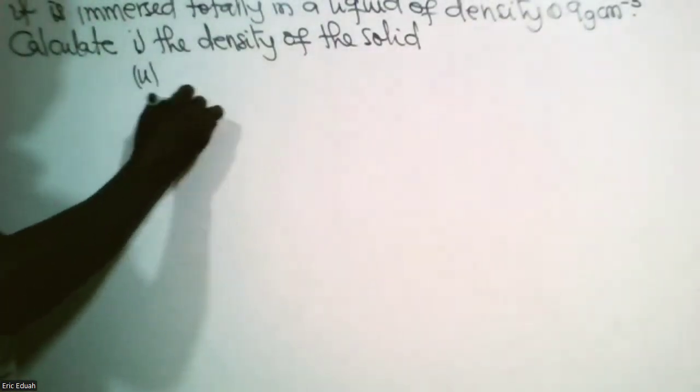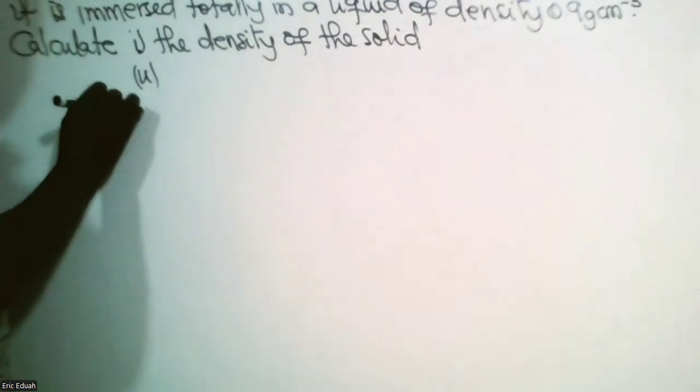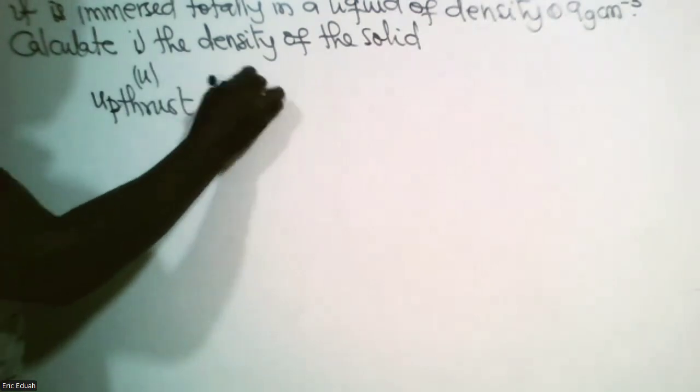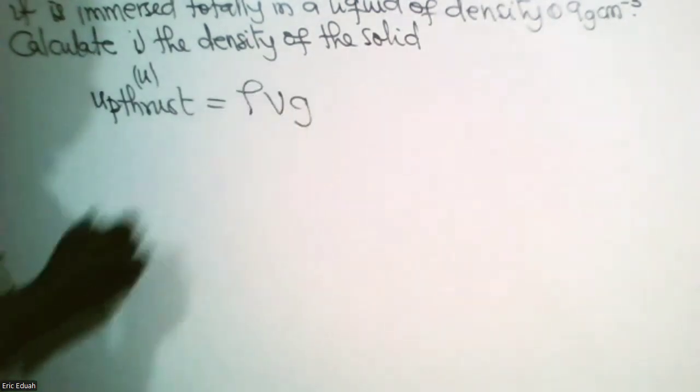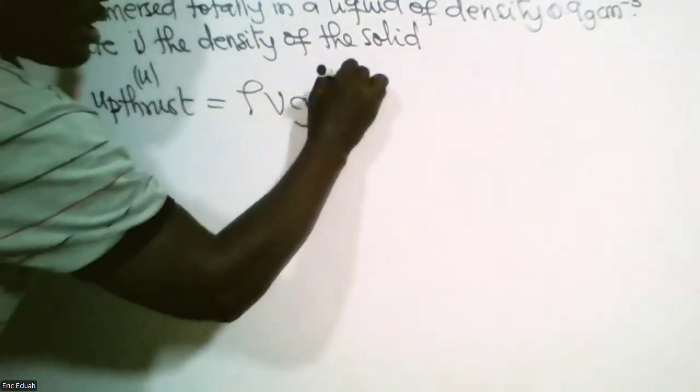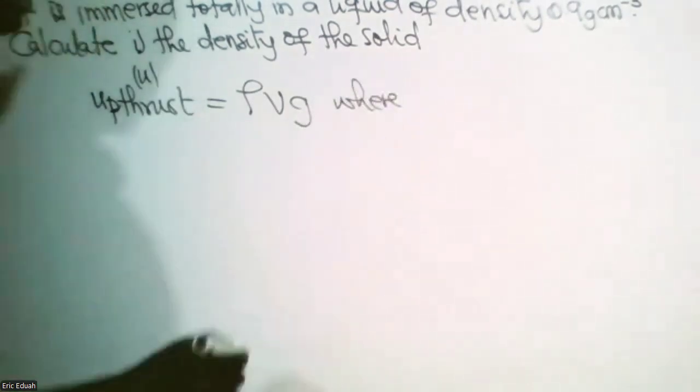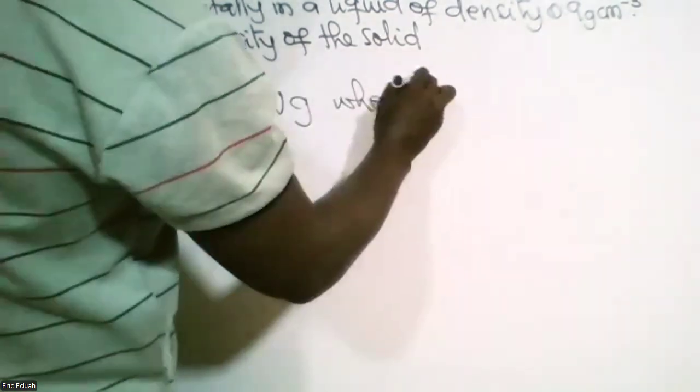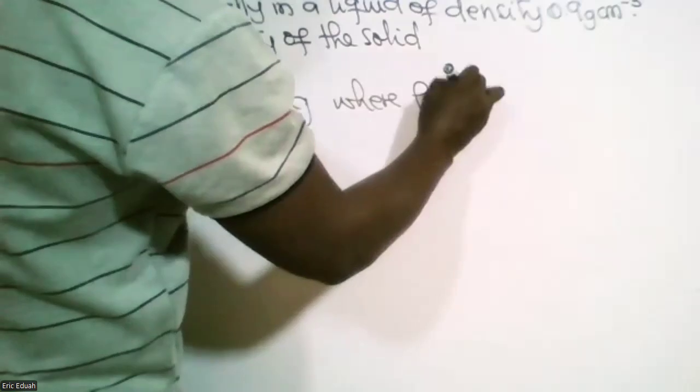We know that upthrust equals rho Vg, where rho equals density of liquid. I hope you can see. Yes, please.